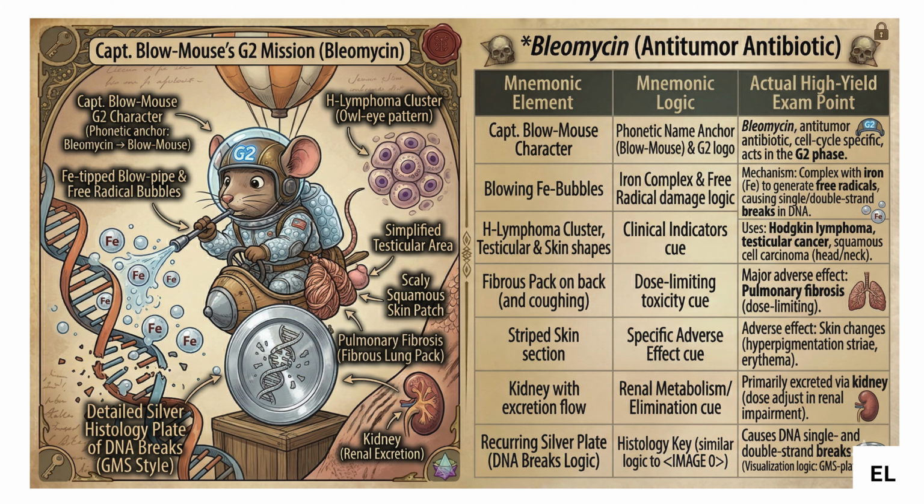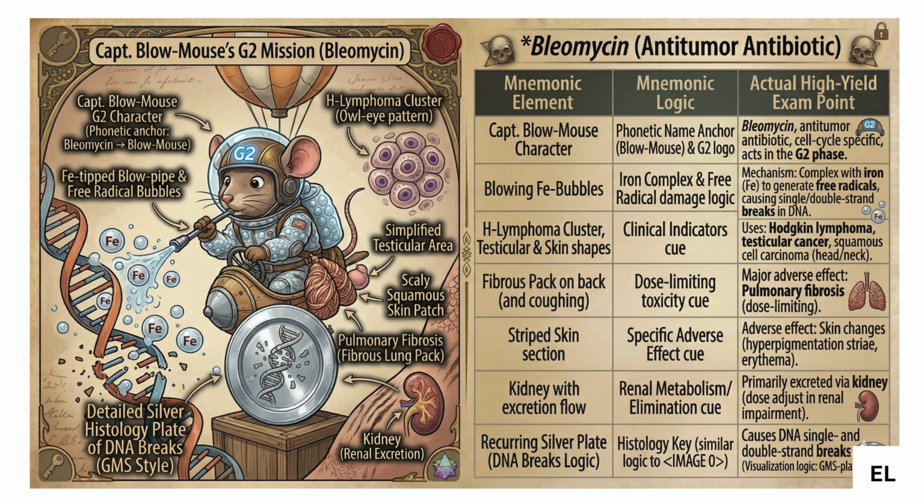Now look at the skin of the character. You can see striped or irregular skin patterns. This represents another adverse effect, skin changes, including hyperpigmentation, erythema, and flagellate streaking patterns. So the striped skin reminds us of cutaneous side effects of Bleomycin.